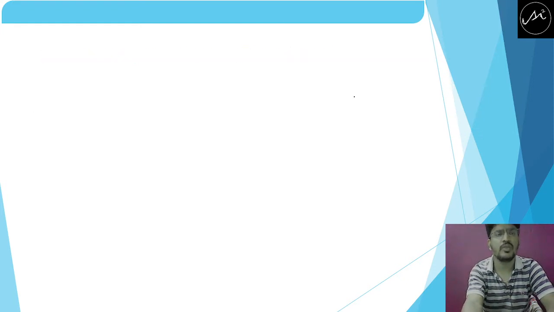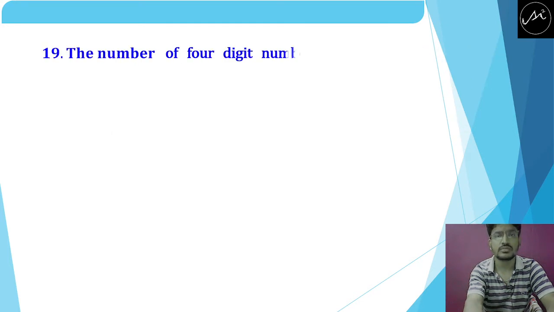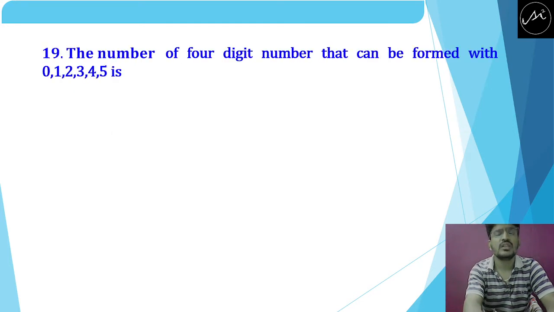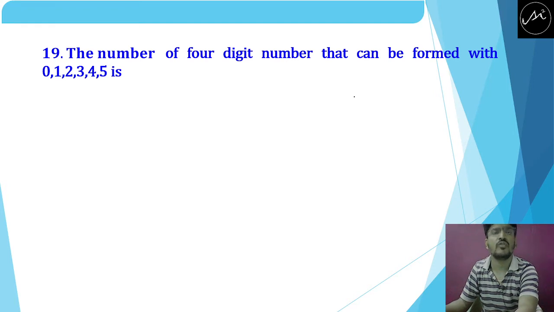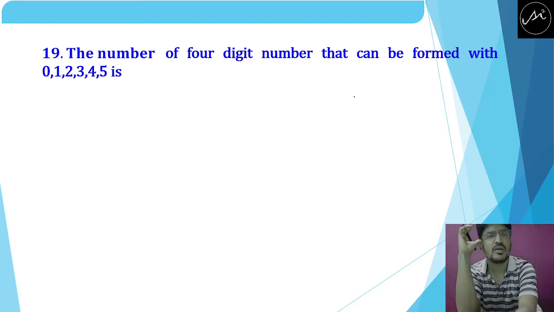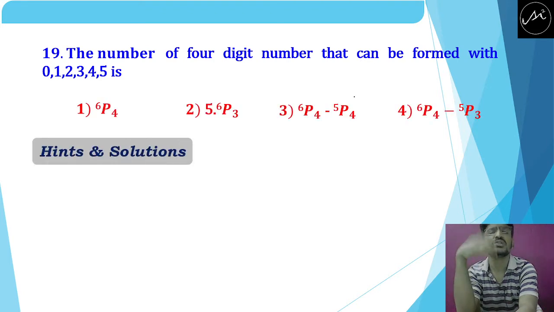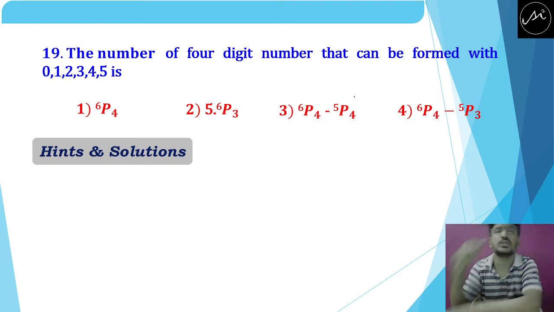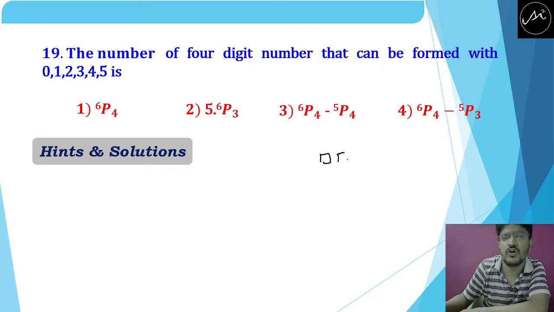Now let us go for problem number 19. The number of 4-digit numbers that can be formed with 0, 1, 2, 3, 4, 5 is. There are 4 options, no problem. So see here, you have to form the 4-digit number.